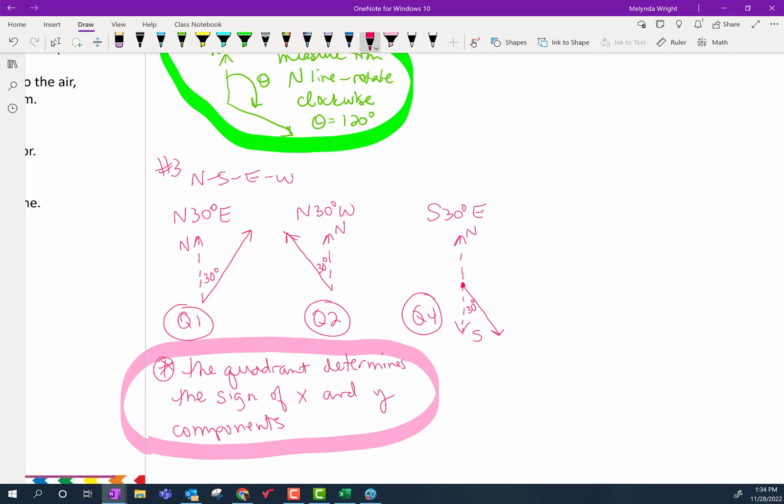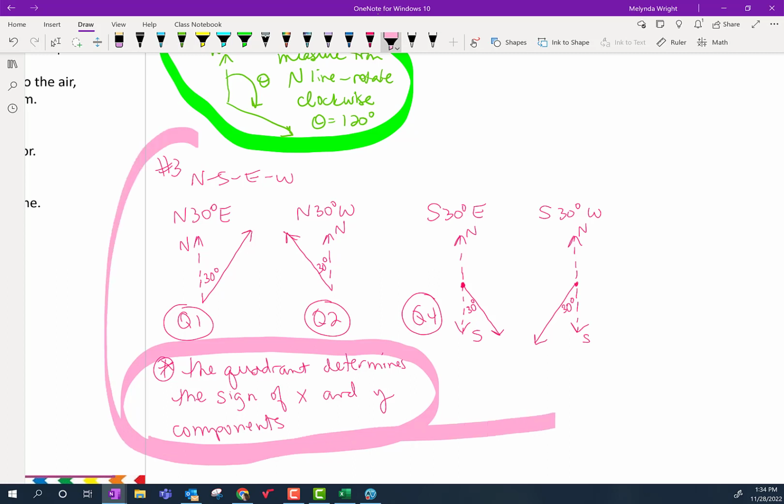Let's do the last one. We'll do south 30 degrees west. I'm going to draw my north line and my south line. South is down and west is left. So I'm going to have a vector that looks like this, and the 30 degrees is going to be sandwiched between the vector and the south line. So this is our third and final way to do direction. This lesson has some north, south, east, west notations, so I needed to be sure to go over this.